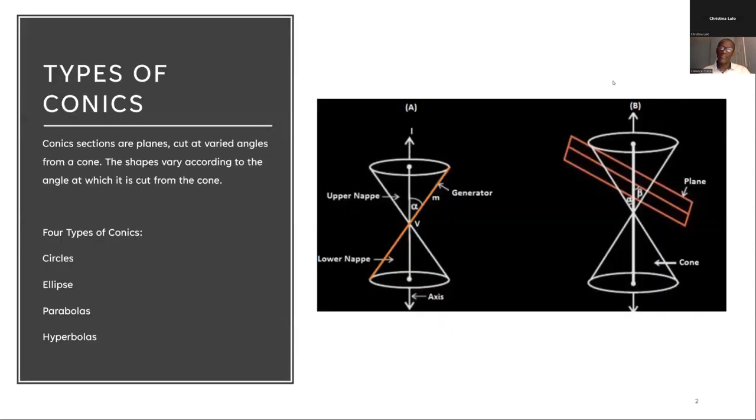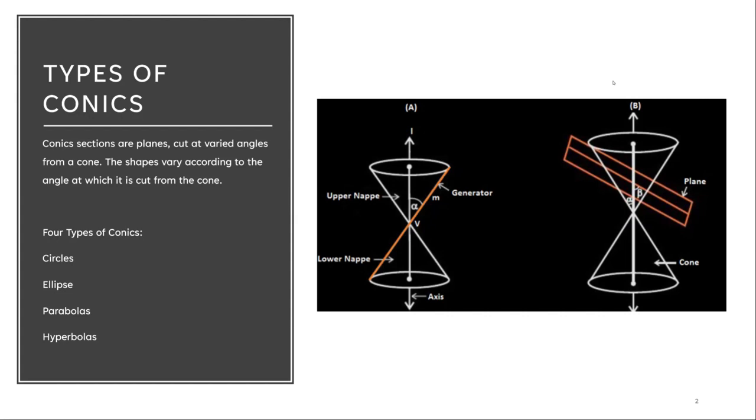Okay. So before we get started talking about ellipses, we're going to first talk about types of conics. So conic sections are planes. They're cut at varied angles from a cone, and the shapes vary according to the angle at which it is cut from the cone. So there are 4 types of conics, and we've talked about these conics within this course. The first one is circles, then ellipse, parabolas, and hyperbolas.